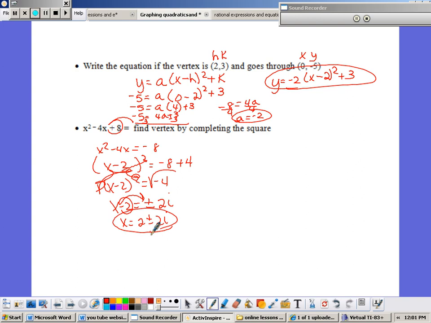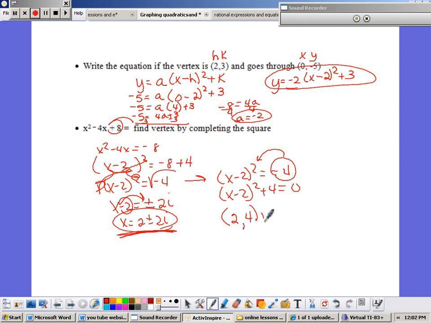It's not helping me get my vertex. Oh, that's because this is where it crosses the line. It doesn't tell me where the vertex is. When we were back here at x minus 2 squared equals negative 4, we just needed to bring the 4 back over. Now we know that the h is 2 and the k is 4, so my vertex is at 2, 4. This was a solve.